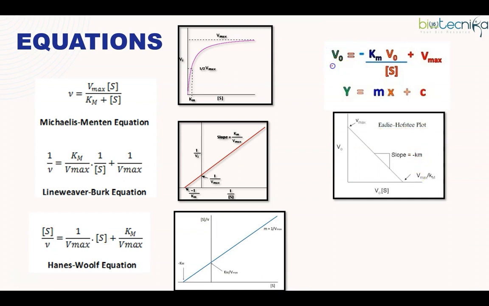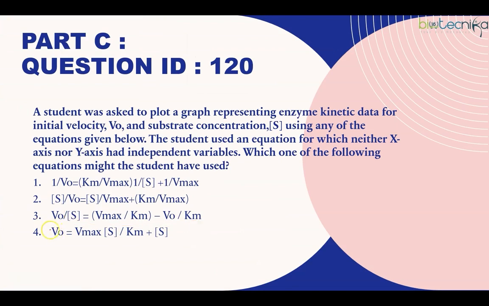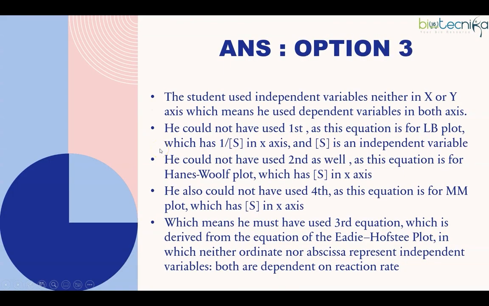But whatever it is, from this equation, if you plot the graph, then you get V0 in the y-axis, and in the x-axis you get V0 by S. So both are having dependent variables. As you can see, both are having V0 as part of the axis coordinate. So that means the student must have used this one. It doesn't contain any independent variable. Okay, so the correct answer over here will be the Eadie-Hofstee plot. Again, a pretty tricky question. You should not only know about Lineweaver-Burk and Michaelis-Menten, but this knowledge is also required.